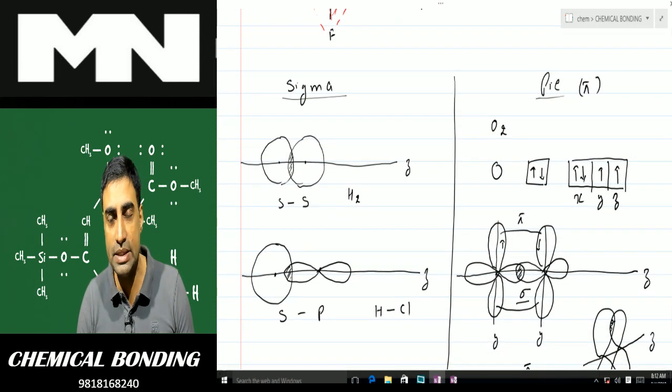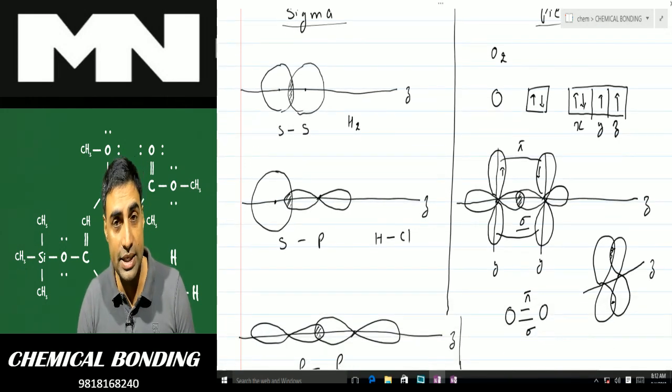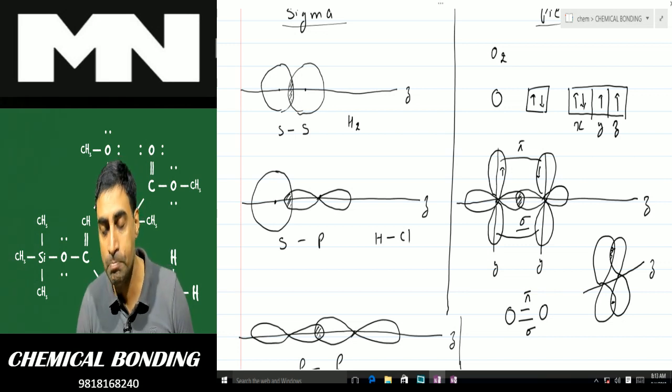Suppose two hydrogen atoms are overlapping; their s orbital will overlap with each other. The bond formed will be on the internuclear axis. That is a sigma bond. So sigma bond can be formed between SS. Likewise, in HCl molecule, s orbital of H will overlap head-on with the p orbital of Cl, leading to the formation of a sigma bond that again will be on the internuclear axis.